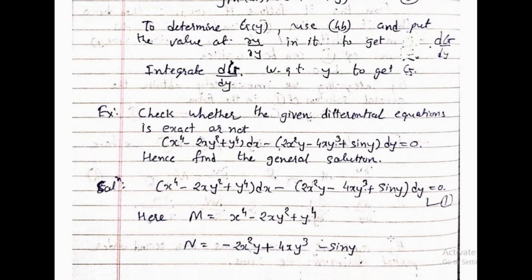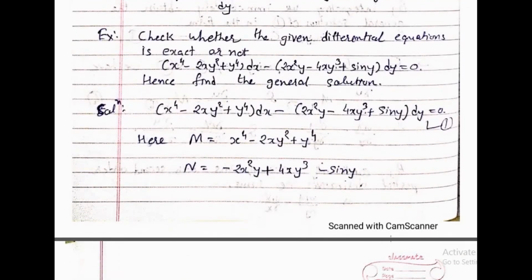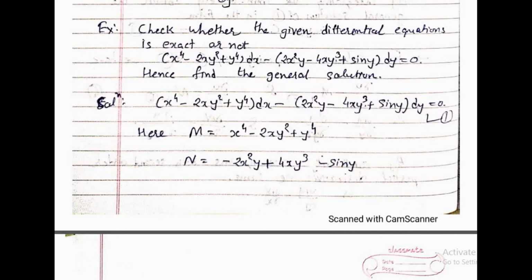Now, an example. Check whether the given differential equation is exact or not: (x² − 2xy² + y⁴)dx − (2x²y − 4xy³ + sin y)dy = 0. Hence find the general solution. Now see, this is not variable separable, and it is not homogeneous, because this term has degree 4 but this term has degree 3. So you cannot apply either of them. So we are starting with x.